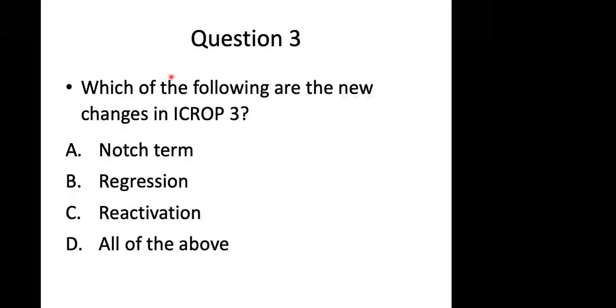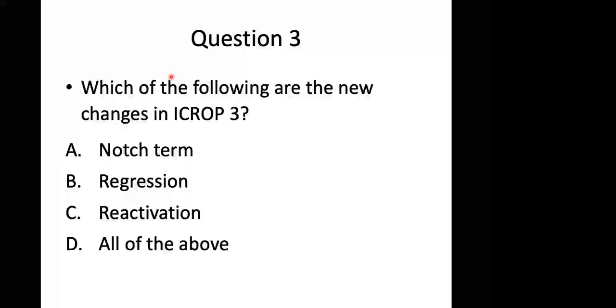Question number 3. Which of the following are the new changes in ICROP 3 in 2021? The American Society of Ophthalmologists actually came up with a new classification of ICROP, and the options were notch term, regression, reactivation, all of the above. All the 3 terms A, B, C are the new entries into the classification of ROP. So the answer is D, all of the above.